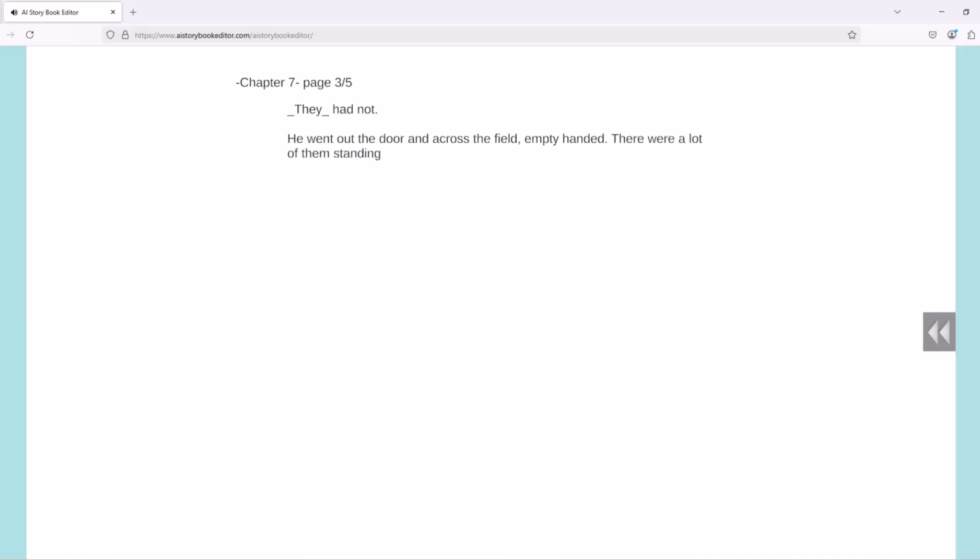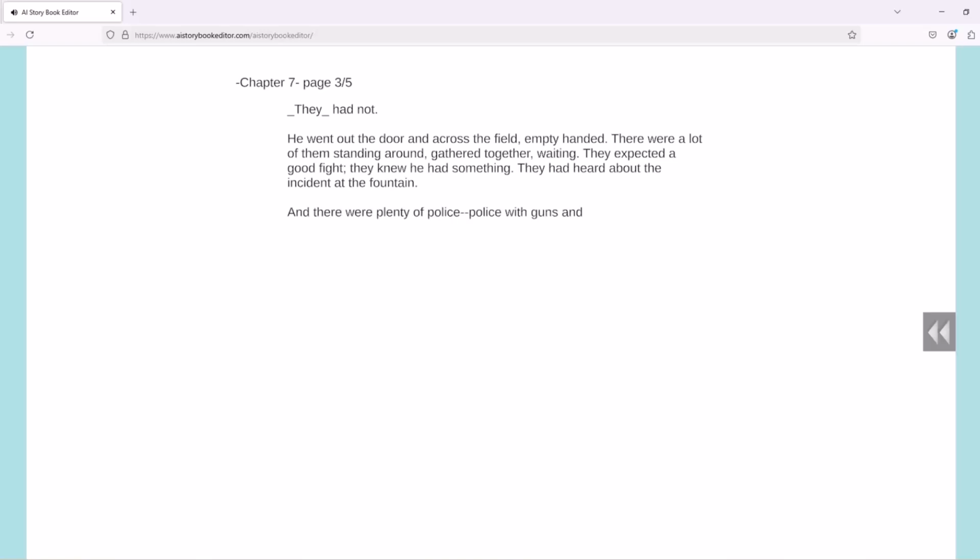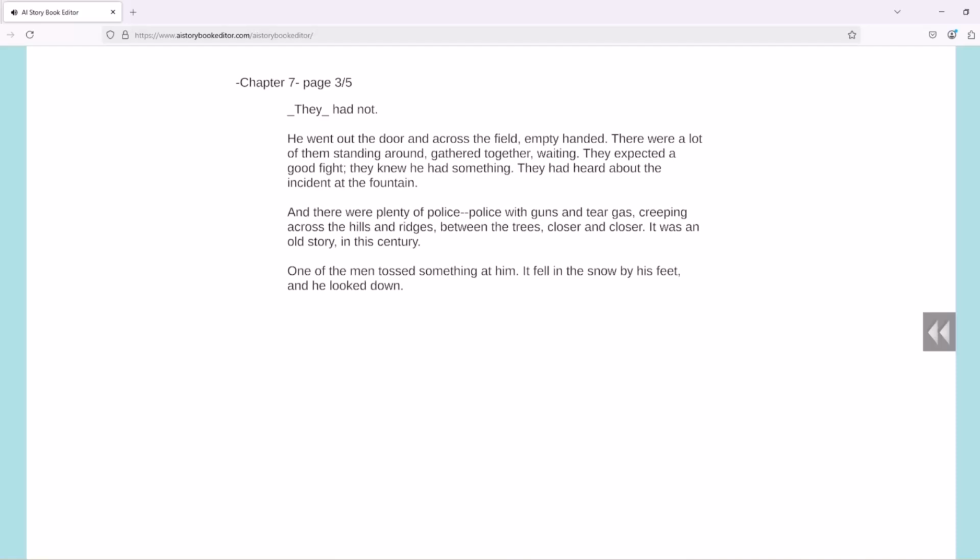There were a lot of them standing around, gathered together, waiting. They expected a good fight. They knew he had something. They had heard about the incident at the fountain, and there were plenty of police with guns and tear gas creeping across the hills and ridges between the trees, closer and closer. It was an old story, in this century. One of the men tossed something at him. It fell in the snow by his feet, and he looked down. It was a rock.